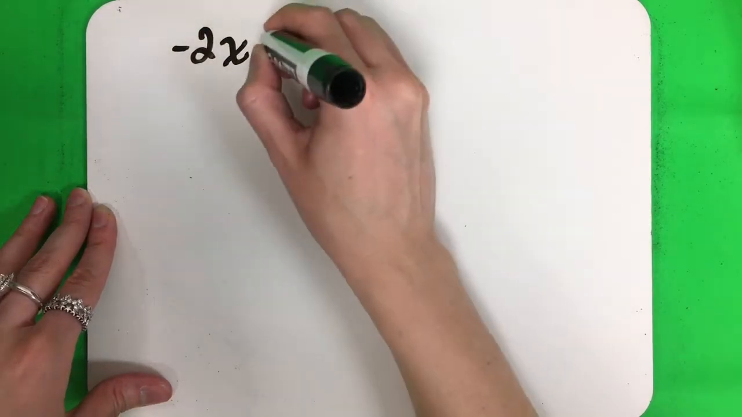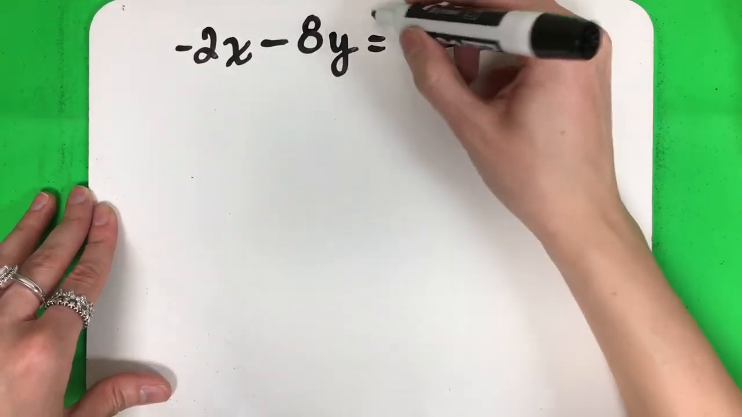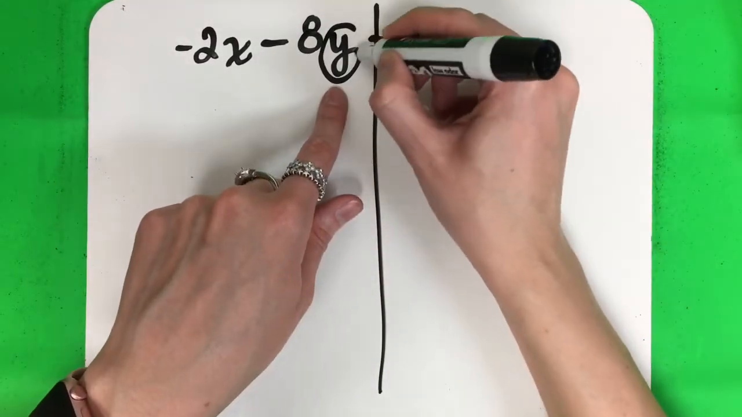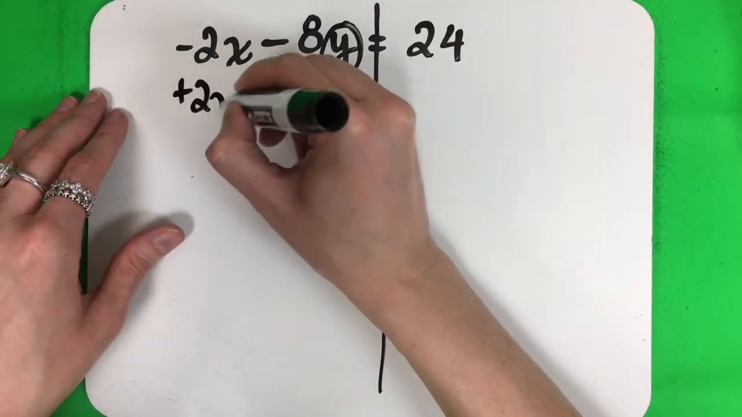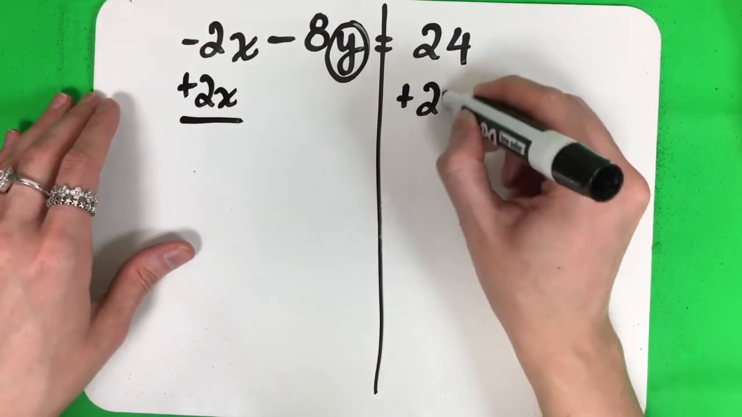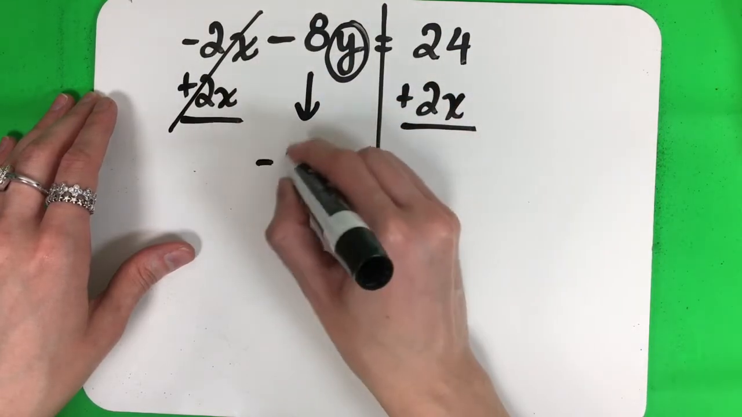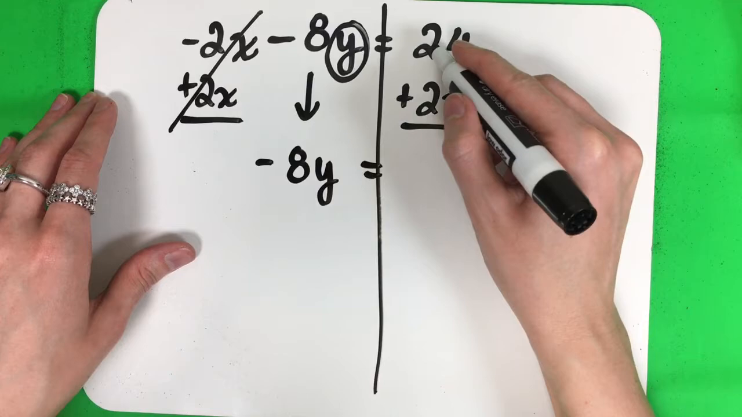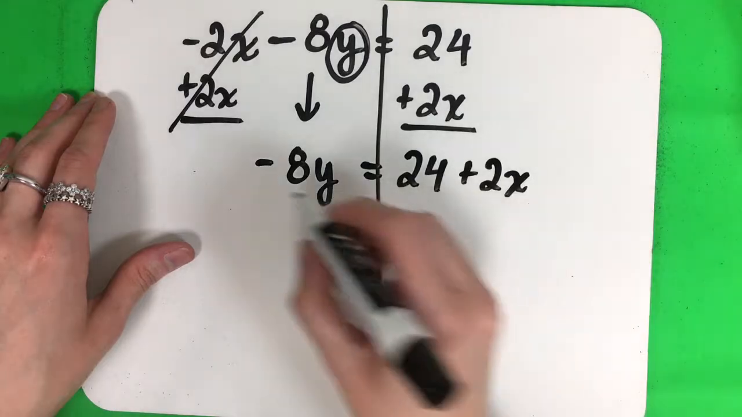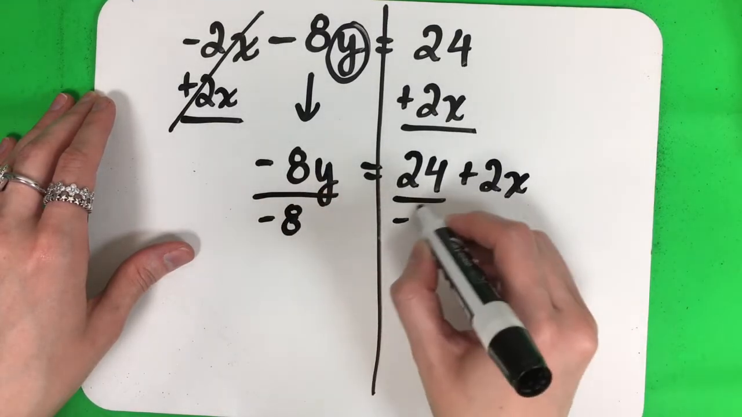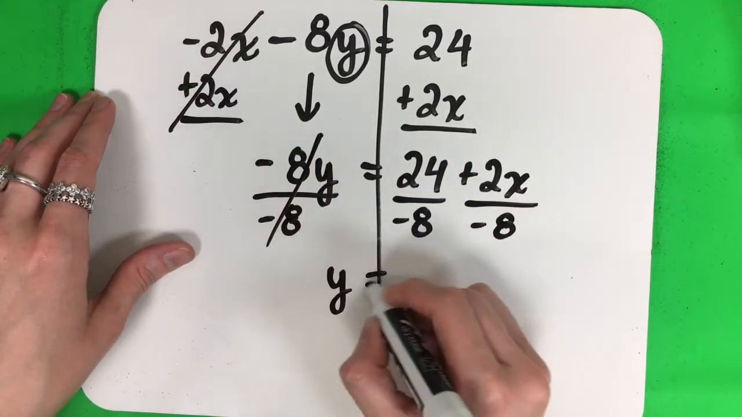Negative 2x minus 8y equals 24. Draw your line. I want y alone. Let's go ahead and move that x. This is minus. The opposite is positive. So positive 2x. Copy here positive or plus 2x. Negative 2 plus 2 cancels. Copy down negative 8y equals 24 minus 2x. Copy. And then you're going to divide by negative 8. Divide by negative 8, divide by negative 8.